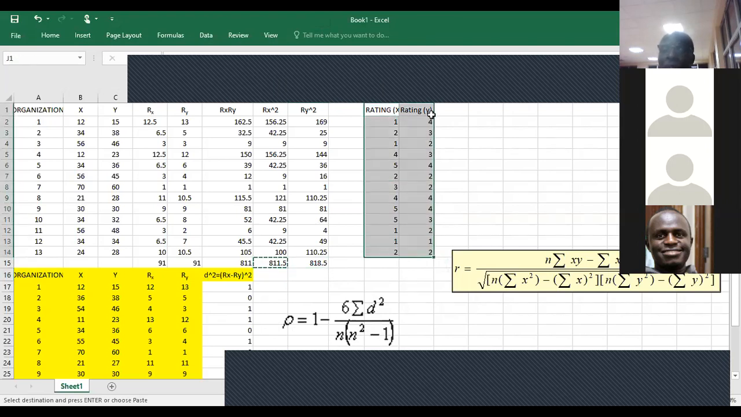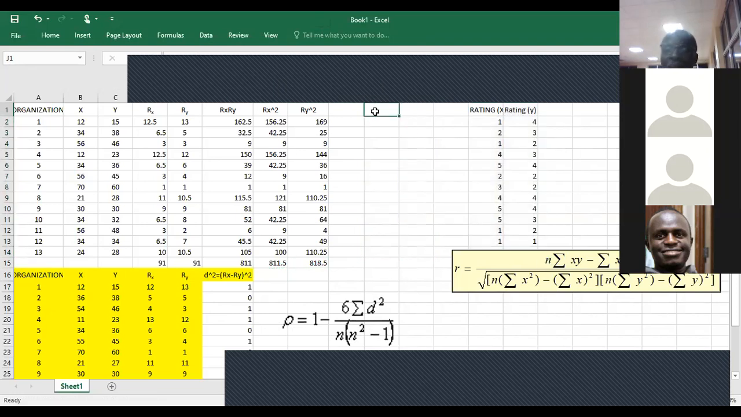So I simply come and now substitute into my formula, my model. The first one is here, n times sigma R of X times R of Y. What is n here? 13. 13 times what? Sigma R of X times R of Y. This one. The other one is what? Sigma R of X times sigma R of Y, that is 91 times 91. So this one is times 13, yeah, it's there. What do I do? I get the difference.